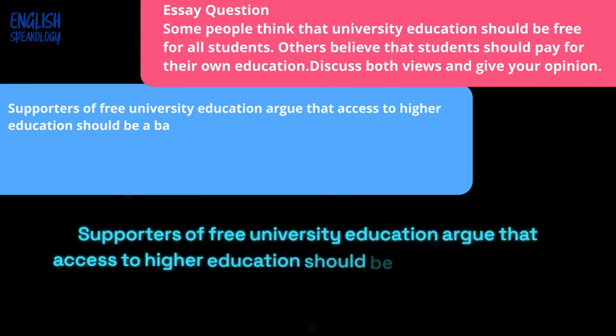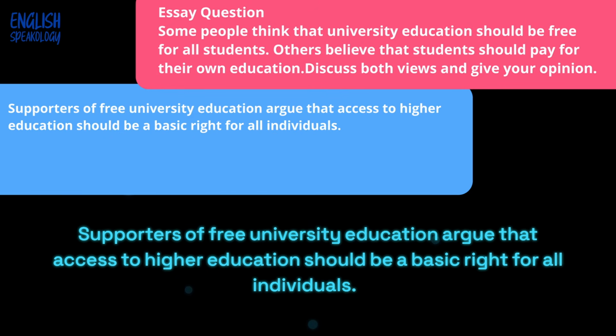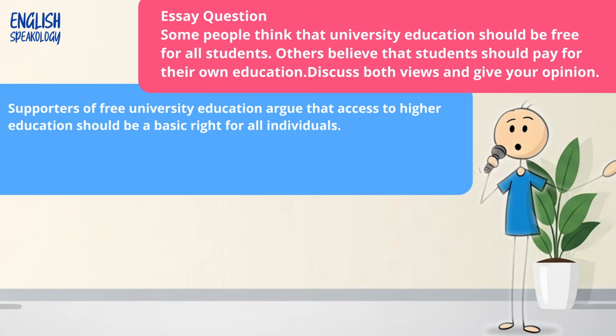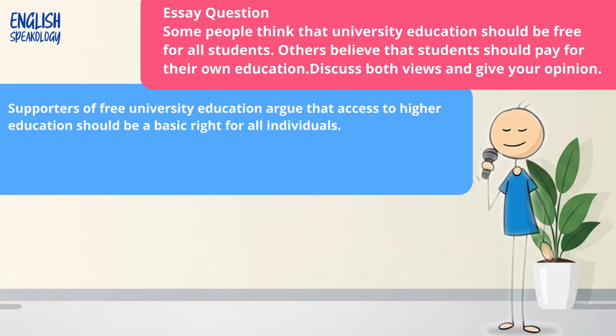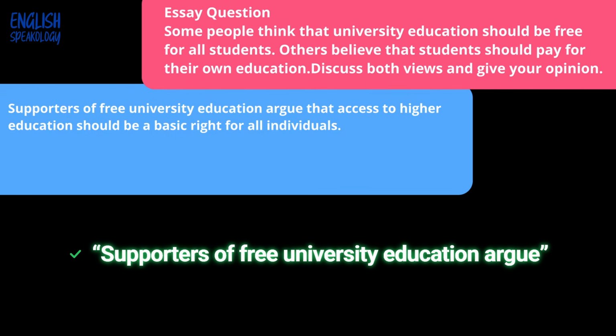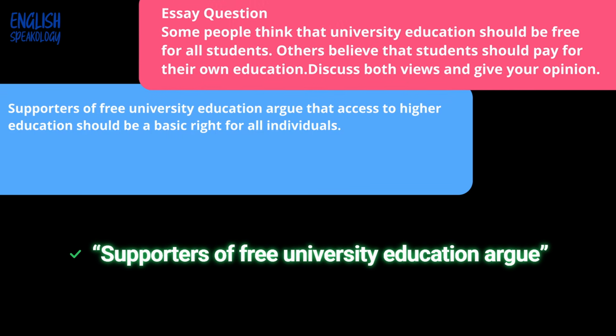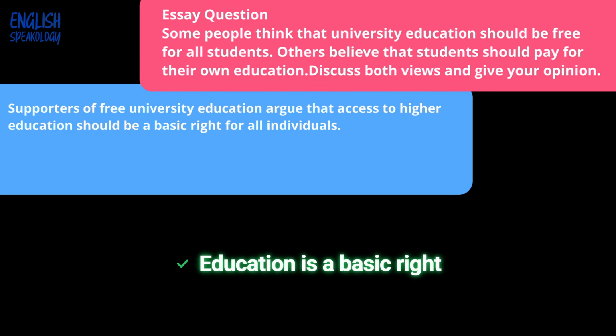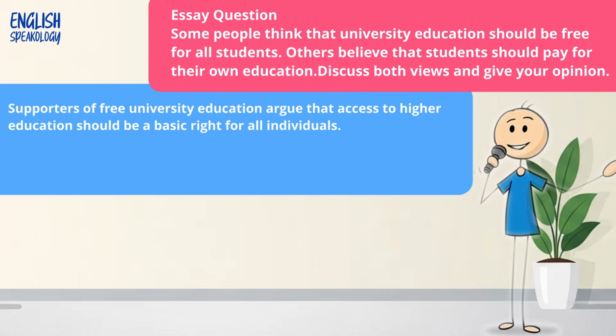Supporters of free university education argue that access to higher education should be a basic right for all individuals. This sentence introduces the main idea of the paragraph. The phrase, supporters of free university education argue, clearly signals the viewpoint we are discussing. And the idea that education is a basic right is a strong argument used in many essays. Now we expand this idea.